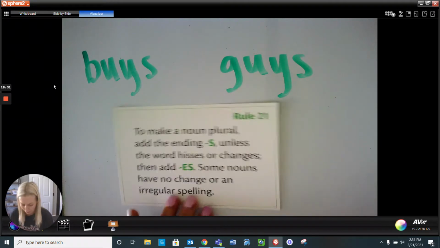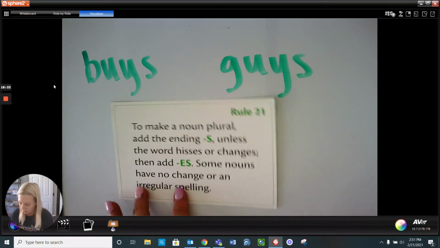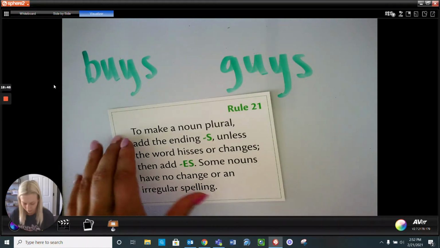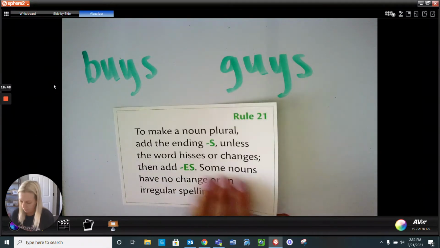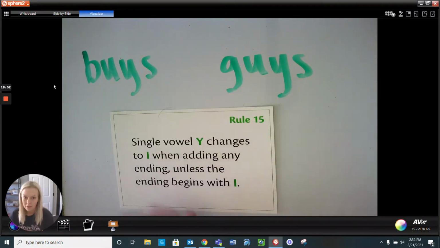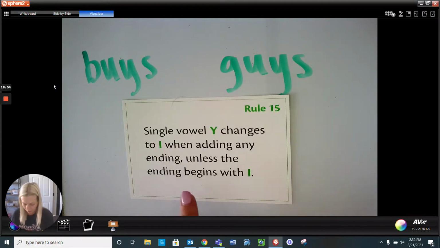So remember, to make a noun plural, add the ending S unless the word hisses or changes, then add ES. And some nouns have no change or an irregular spelling. And single vowel Y changes to I when adding any ending unless the ending begins with an I.